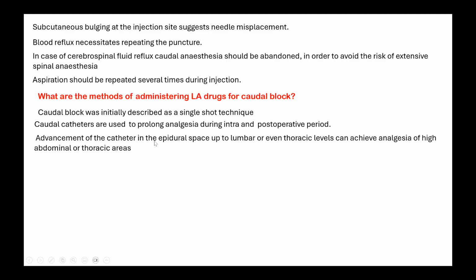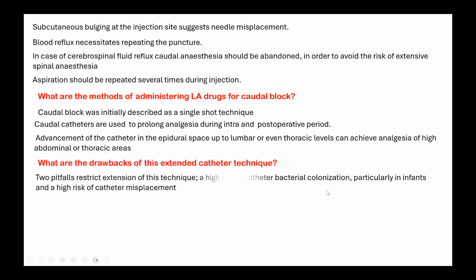And you can advance the cannula even through the lumbar as well as the thoracic region for blocking higher segments, and then helping in surgeries which are done at a higher level. The drawbacks of this extended catheter technique, where beyond the sacral and lumbar you go up to the thoracic region.